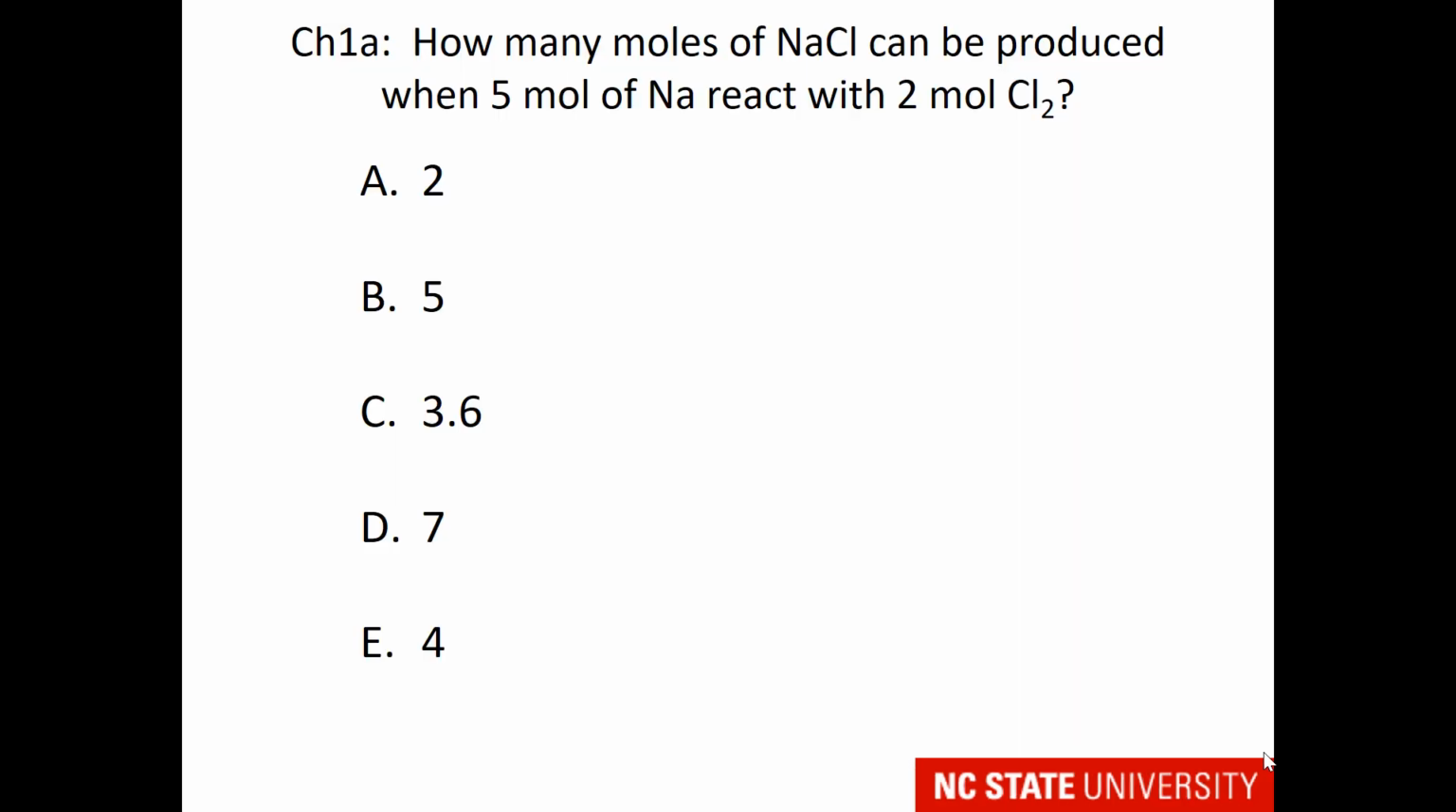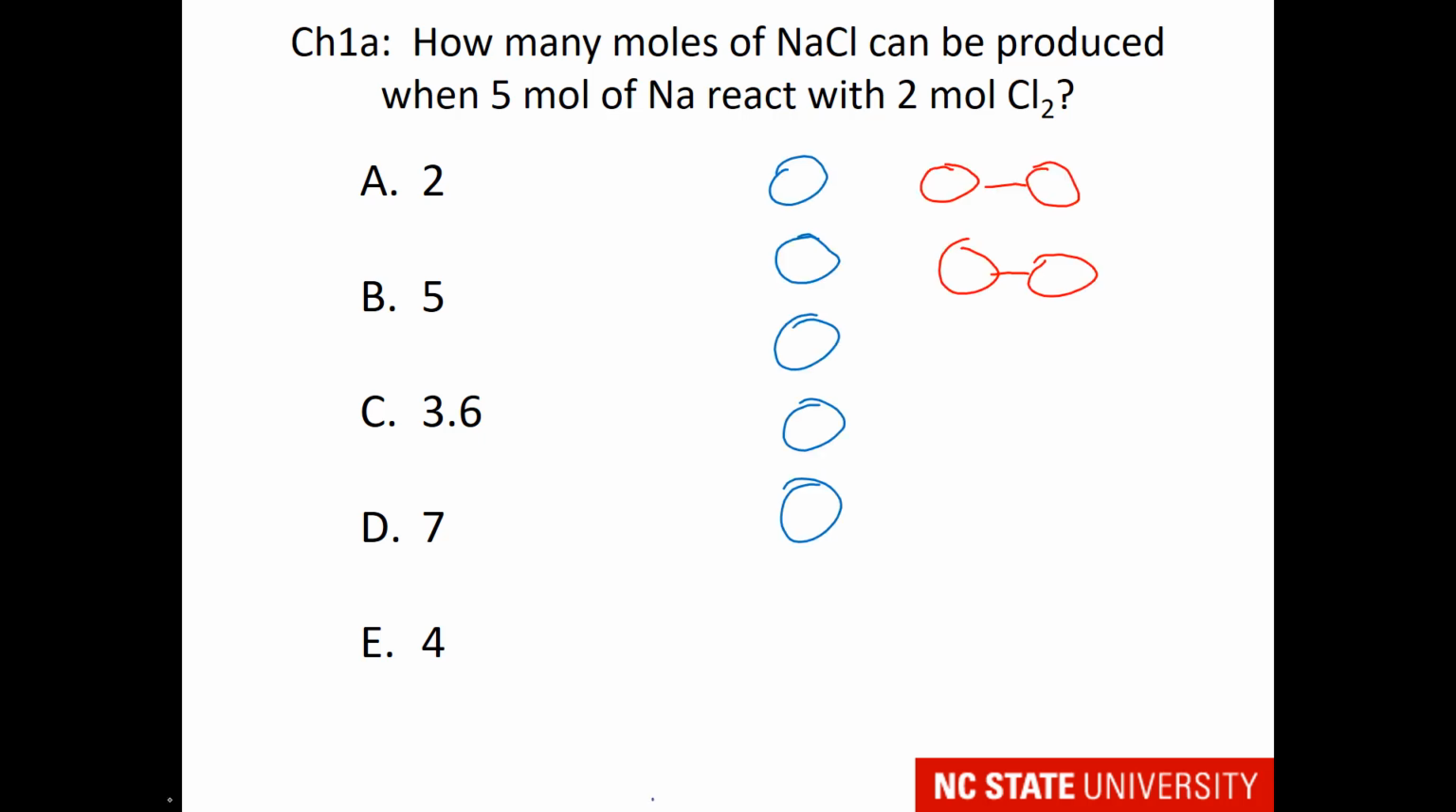This first one is a limiting reactant problem and asks how many moles of sodium chloride can be produced when you have 5 moles of sodium reacting with 2 moles of chlorine. So I trust you remember to draw 1 circle for each mole of sodium and 2 dumbbells for each mole of chlorine, and then circle the atoms that represent the product. How many circles can you make?